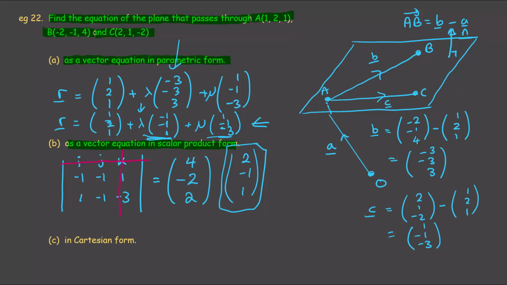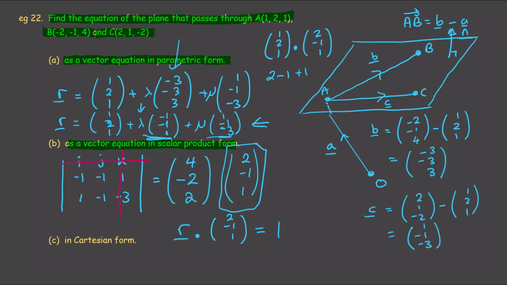And so we have r dot (2, -1, 1) would be equal to a point we know is on the plane, so we could use the (1, 2, 1) for that. So (1, 2, 1) dot (2, -1, 1), and that's going to give me 2, take away 2, plus 1, so that will be equal to 1.